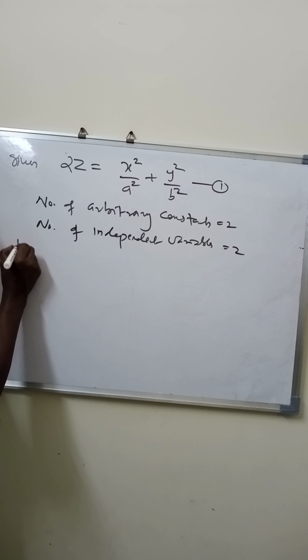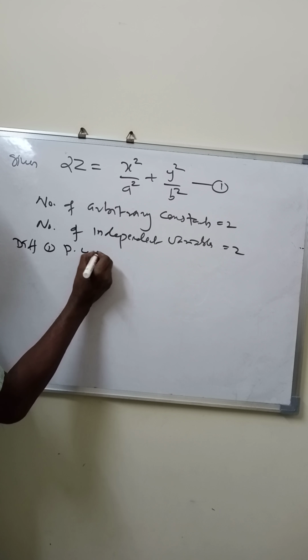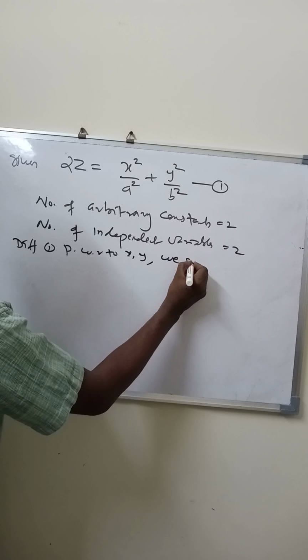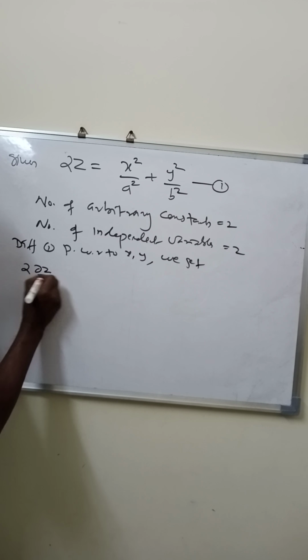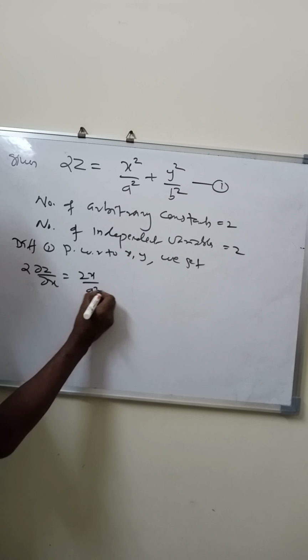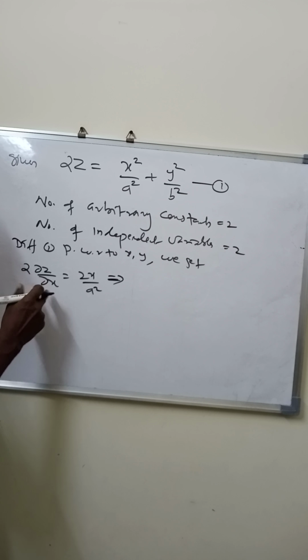Now differentiate 1 partially with respect to x and y. We get 2 into partial dz by dx equal to 2x by a square. That implies, you can denote the notation dz by dx as p.